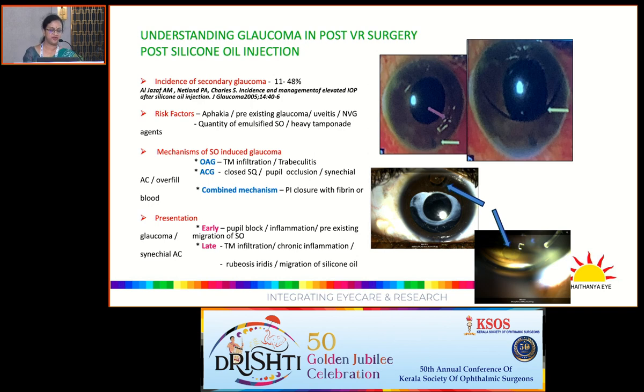The incidence reported is 11 to 48%. Aphakics are at risk. In this patient, it is very difficult to assess when the total AC is filled with oil, because the oil is transparent. When it is in the AC, you have to look for the sheen and look at the margin to really identify whether it's a pupillary block because of the silicone oil. You can have an open angle mechanism because of trabeculitis, an angle closure mechanism because of synechial closure, or sometimes an AC overfill where you may have to do partial removal. Combined mechanisms occur when the PI is closed.